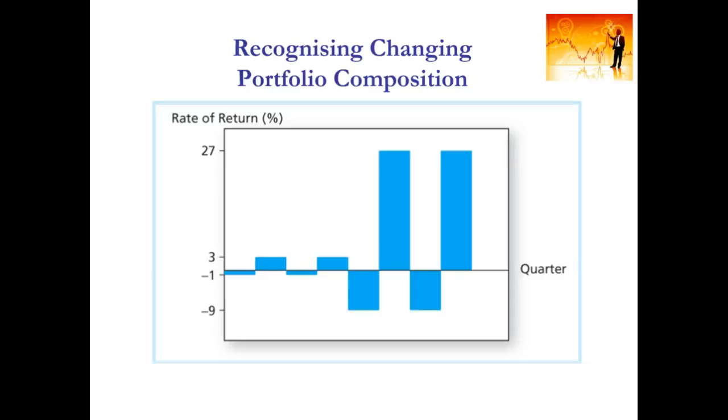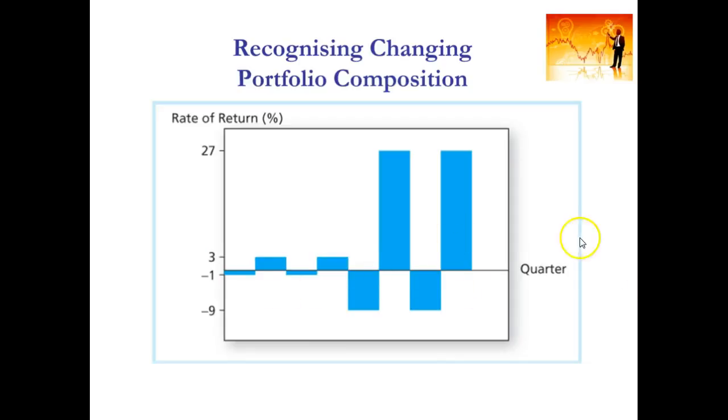So to identify problems associated with changing composition, let's imagine we have the following example. Let's say that we held a portfolio for 2 years. In the first year, we invested the portfolio such that it was in low risk, low return assets. So our excess returns each quarter for 4 quarters were -1%, +3%, -1%, and then +3%.